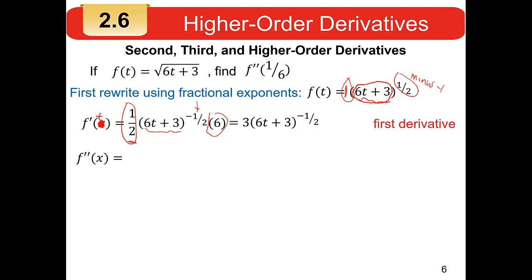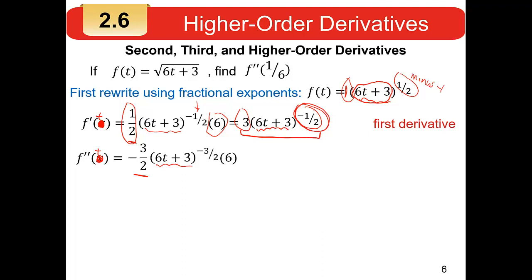So the derivative of the first derivative is the second derivative. The derivative of f prime of t is f double prime of t. And now I'm taking the derivative of this. So I take the exponent times the coefficient, that's 3 times minus 1/2, so that gives me negative 3/2, that's here. Then I write the base down, and I subtract 1 from the exponent.